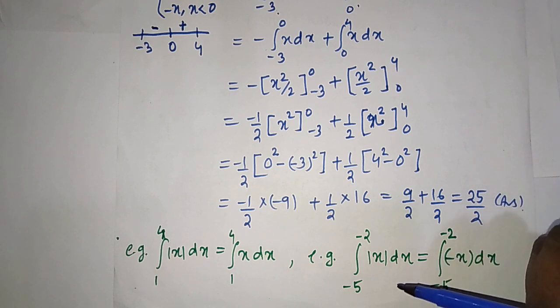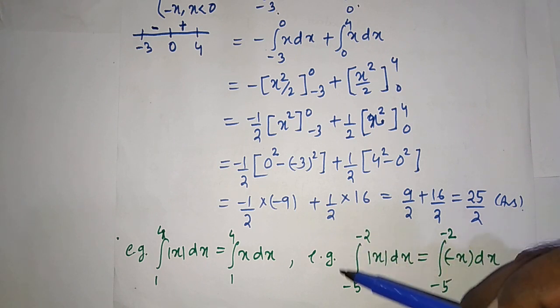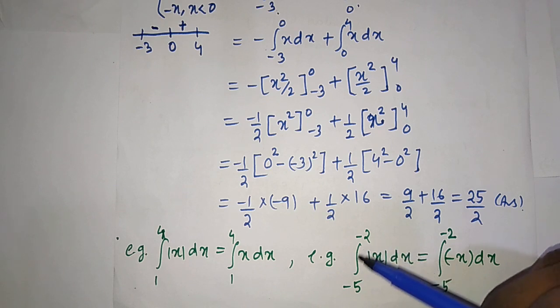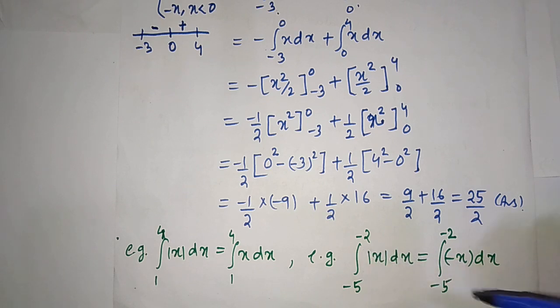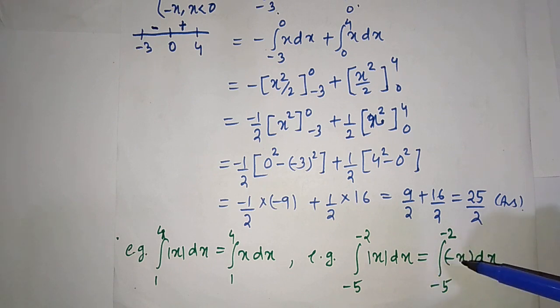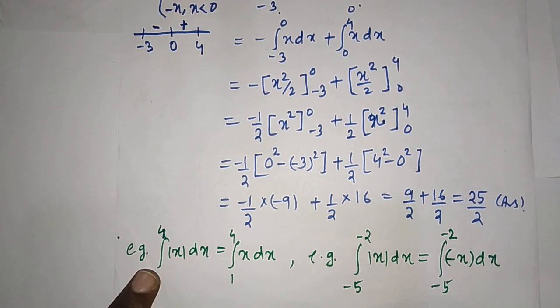Another example, suppose you have to integrate mod x from -5 to -2. You know, -5 to -2 all numbers are negative, so the value of mod x is -x. So take the minus sign to the outside, then you only have to integrate x from -5 to -2. Okay, got it?